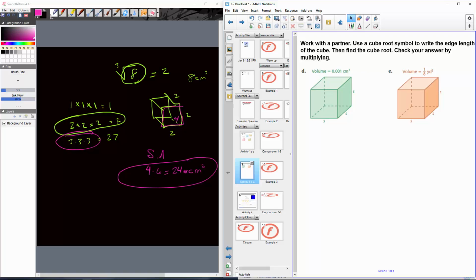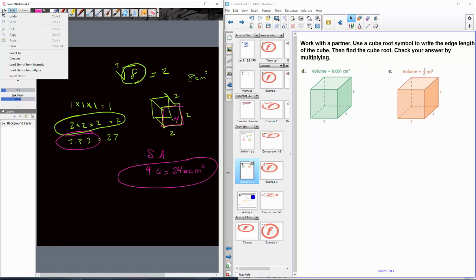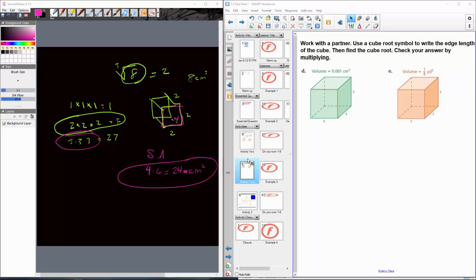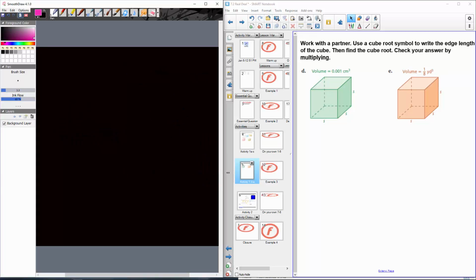Now, it's the same thing when numbers are smaller than 1. So if I look here and I think about 1/27, 1/8, it means what times what times what equals 1/8? Well, it would be 1/2 times 1/2 times 1/2. That all equals 1/8. So that's what each side length is equal to.